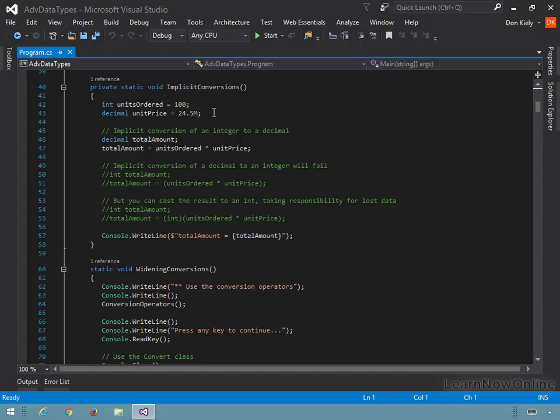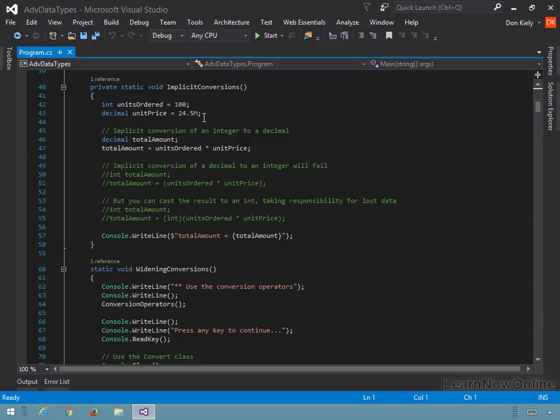Now, I'm using the M here in order to specify that this is a decimal literal, because by default, the C# compiler will consider that to be a double, and it'll complain that I'm trying to assign it to a decimal. So I include the M suffix, and it does the right thing as far as figuring out what kind of data that is. Okay, so what's the total dollar amount of this order?